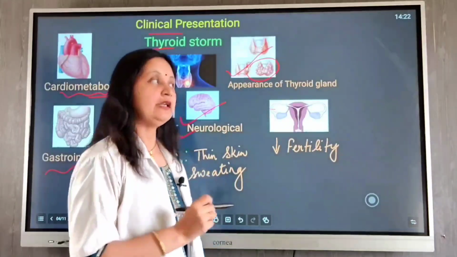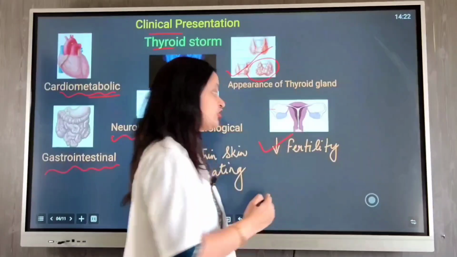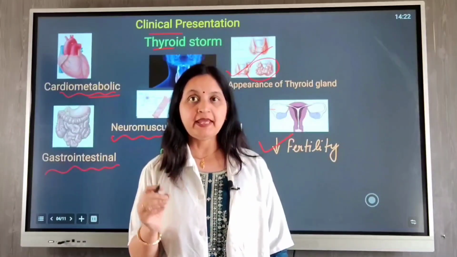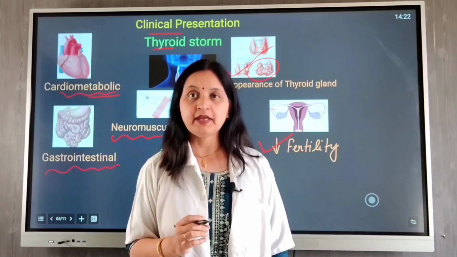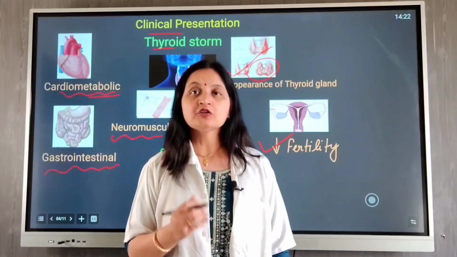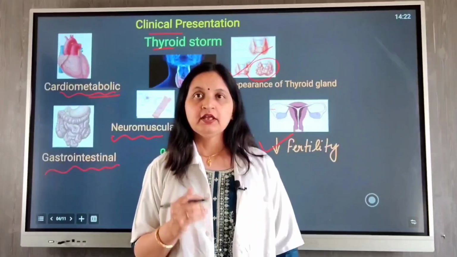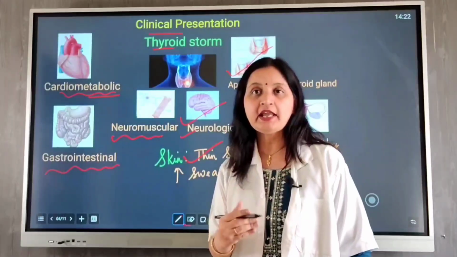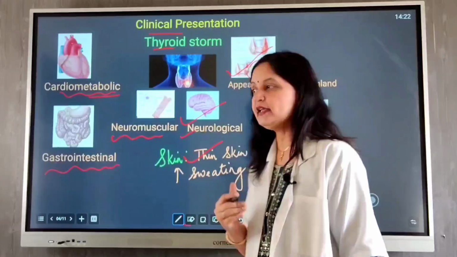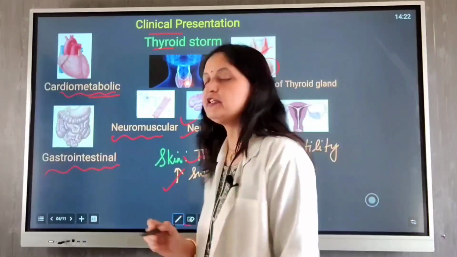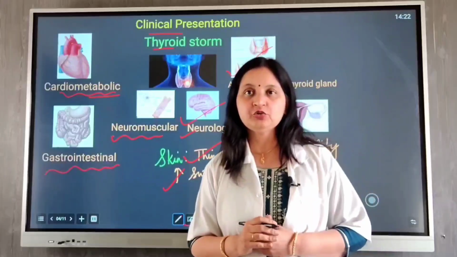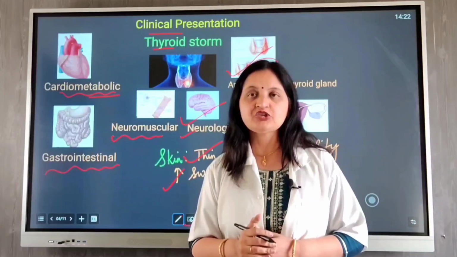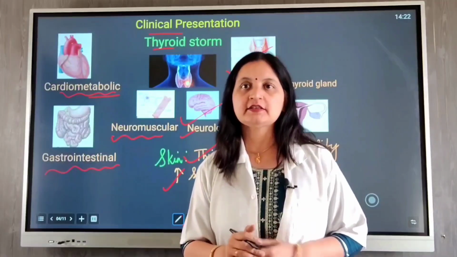In females, there can be a decline in reproductive function, decrease in fertility, and oligomenorrhea or amenorrhea may occur. Gynecomastia in males is a possibility. Also, there can be decreased libido. With respect to skin changes, there is thinning of the skin, increased hair loss, sweating, and increased sensitivity to heat. So, these are some of the manifestations, the clinical presentation of thyrotoxic crisis.